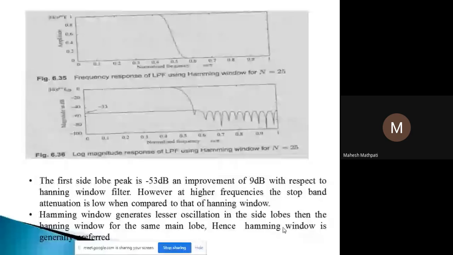The main lobe width is the same for both, yet here oscillations are less, very few oscillations we are getting. Hence, this window is generally preferred over the Hamming window. So these are the concluding points we can say on this window.